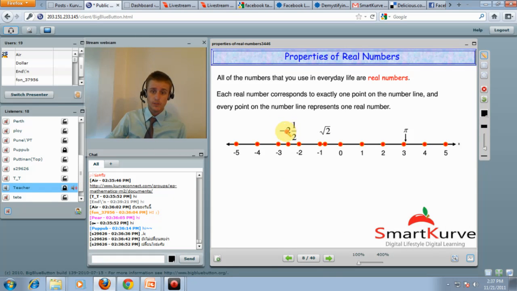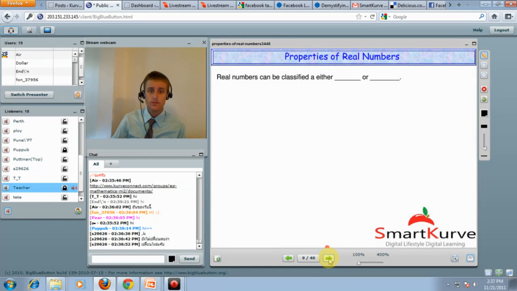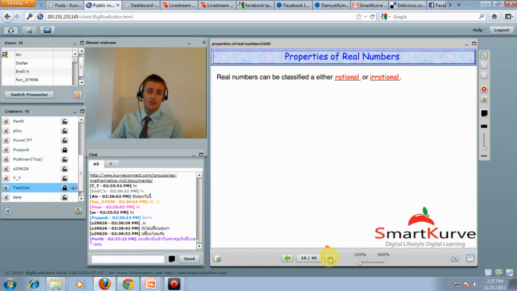Fractions are also real numbers. -2 1/2 is a real number. The root of 2, pi, all real numbers. Real numbers can be classified as either rational or irrational.